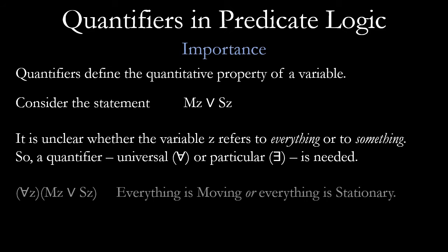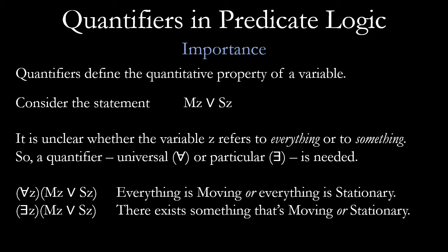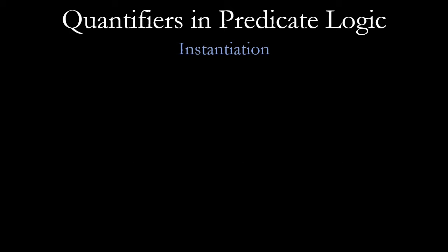Are we referring to all of something or just an example of something? So here we have everything is moving or everything is stationary. And here we have there exists something that's moving or stationary. Okay, there's an important difference logically in those.